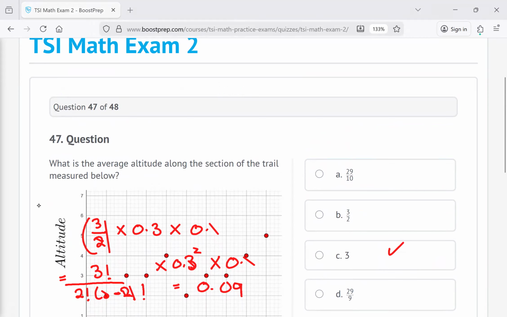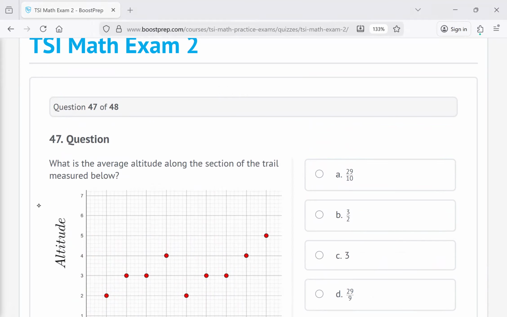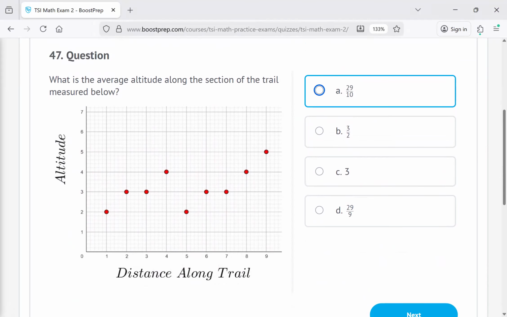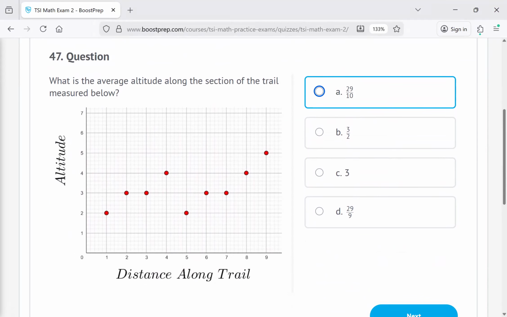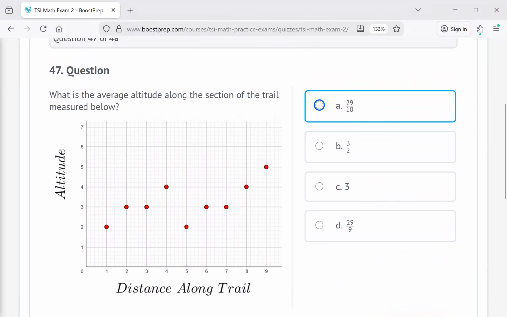What is the average altitude along the section of the trail measured below? So you have on the x the distance along the trail, and on the y you have the altitude.